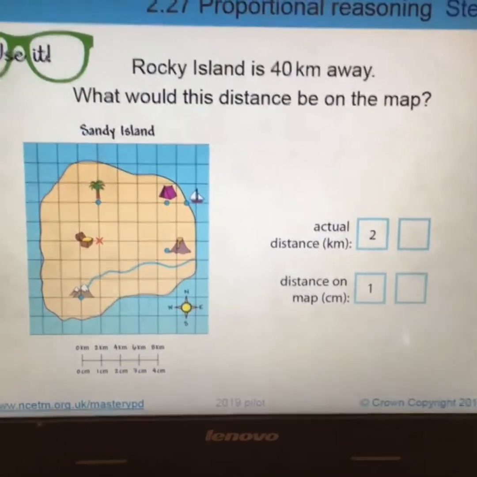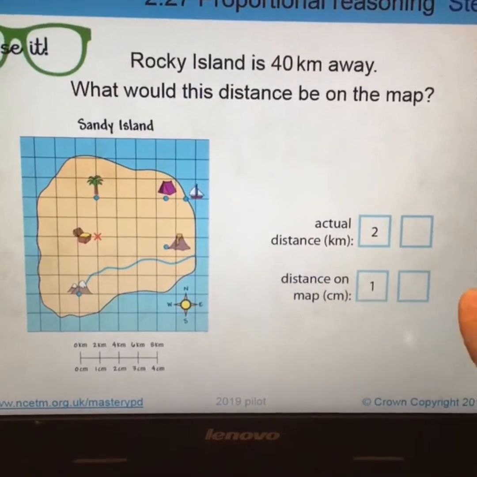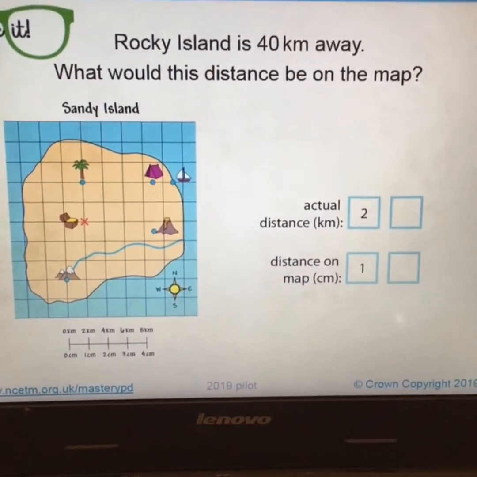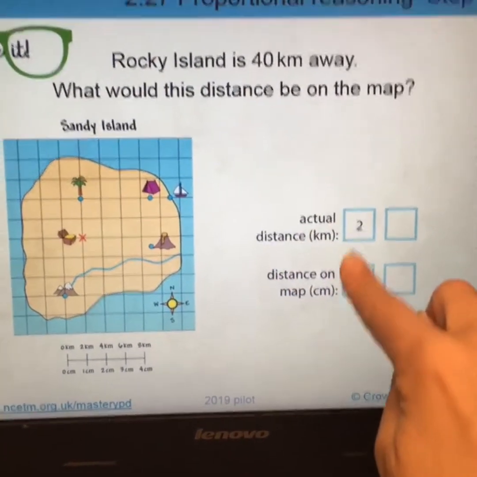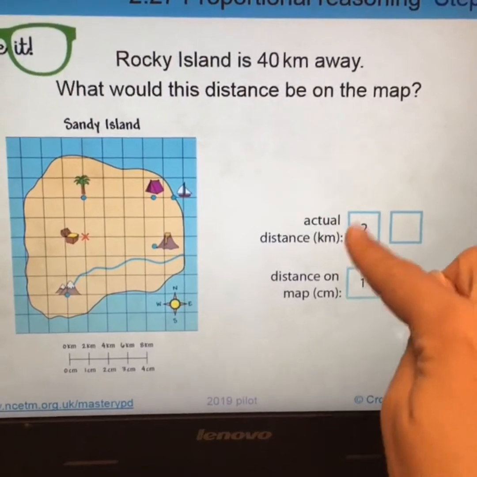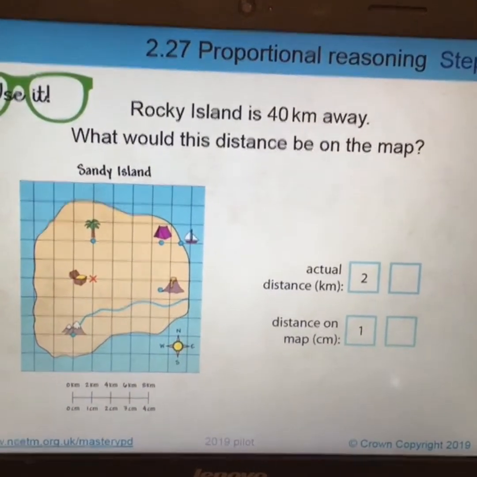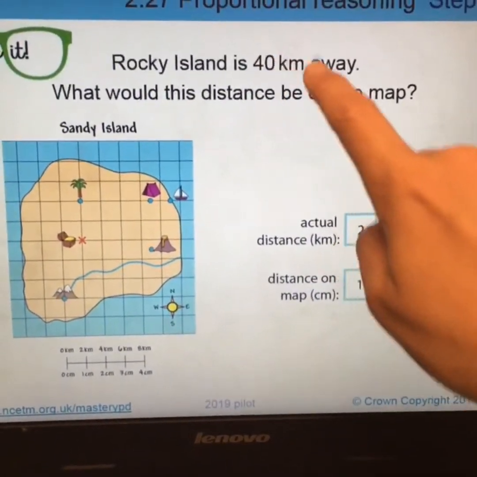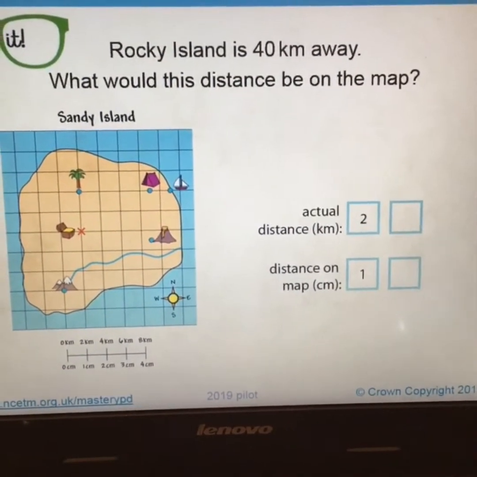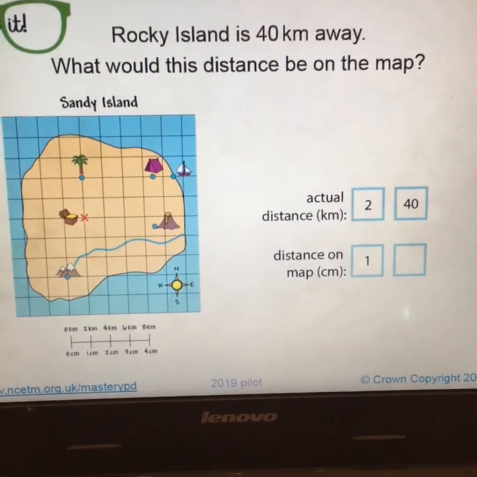Okay then, answer time. So I'm going to show you it in this kind of horizontal way first of all, and then I'll show you the vertical way. You'll get the same answer. It's up to you which way around you do it. So here's the kind of the ratio. So it's 2 kilometres for every 1 centimetre. So they've written it the other way round this time, because this time we are dealing with the kilometres and not the centimetres. So we need to make sure that we're writing 40 kilometres in the kilometre box.